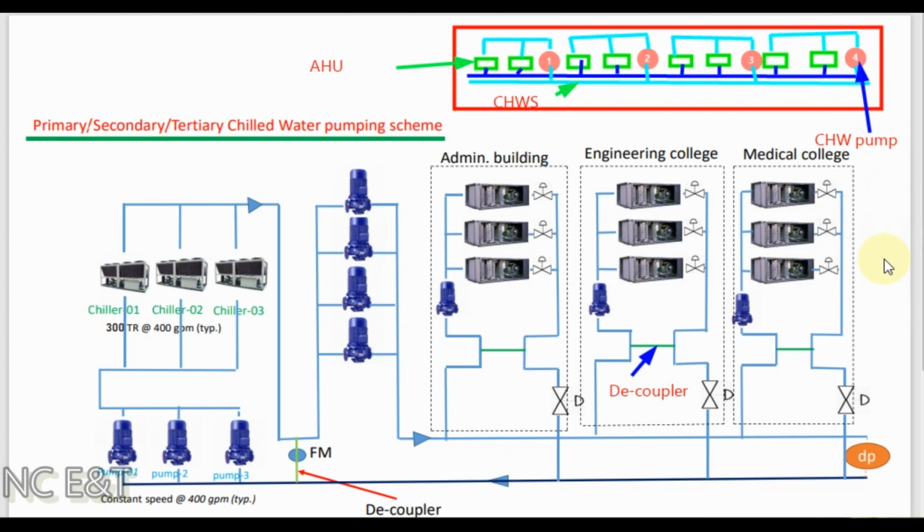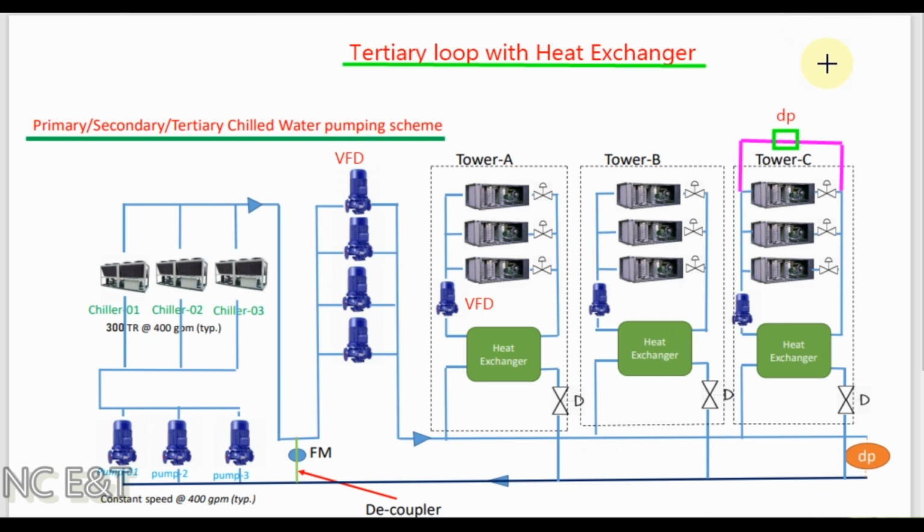I hope now the concept for the tertiary loop working with decoupler line is clear. Now we will go to study the tertiary loop with heat exchanger. Tertiary loop with heat exchanger. This type of tertiary loop we normally use with the district cooling system, or when the chiller plant is supplying chill water to different buildings that are located in a large area like a university or hospitals, or supplying a group of towers that are located far away from the chiller plant.